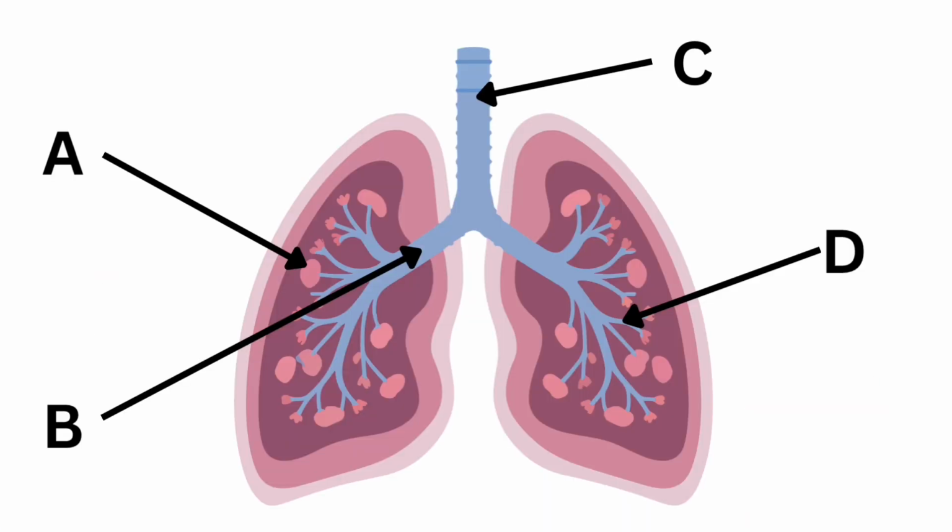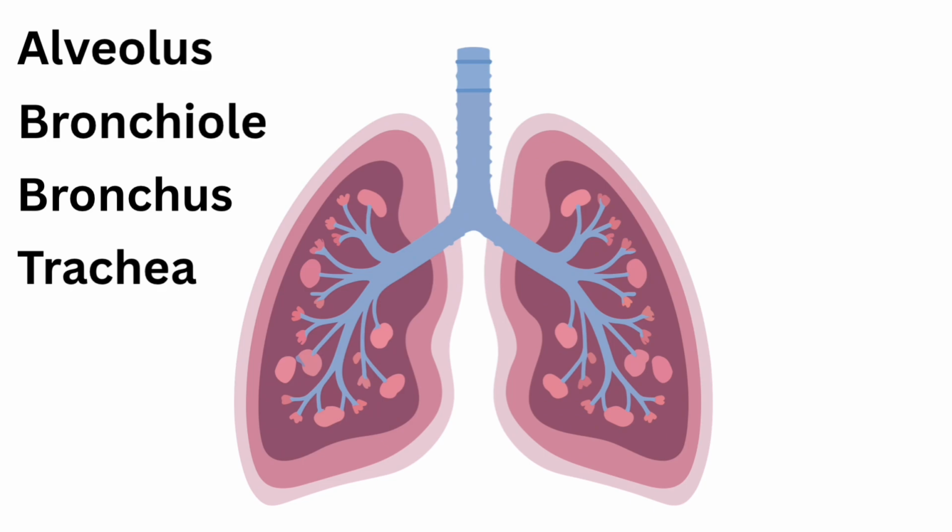Okay, to finish off, I put together a little test so you can check how much you've remembered. Here's a simplified diagram of the lungs. You need to label parts A, B, C and D. If you're struggling, I'm going to put up the key words in a moment and you'll just need to put them in the correct place. So the key words are coming in 3, 2, 1. So here's all the words you need: alveolus, bronchiole, bronchus and trachea. Now all you need to do is put them in the correct place.